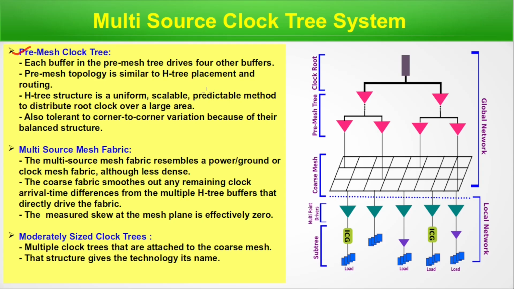H-tree structure is a uniform, scalable, predictable method to distribute root clock over a large area. Also tolerant to corner variation because of its balanced structure. So pre-mesh clock tree is like conventional clock tree.